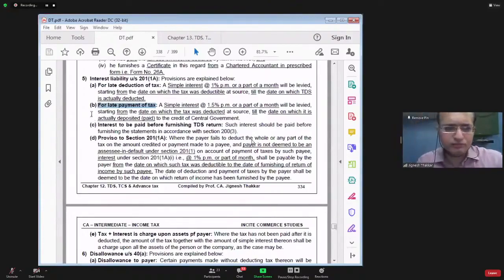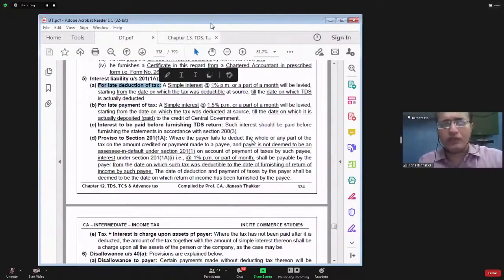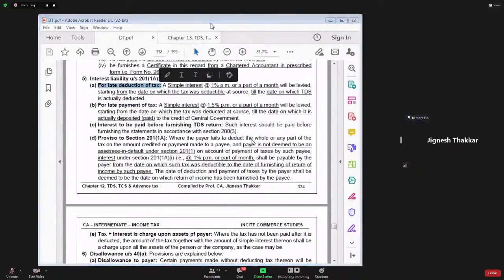For late deduction of tax, how much interest will be levied? Simple interest will be levied at the rate of 1% per month or part of the month, from the date on which tax is deductible till the date on which tax is actually deducted.